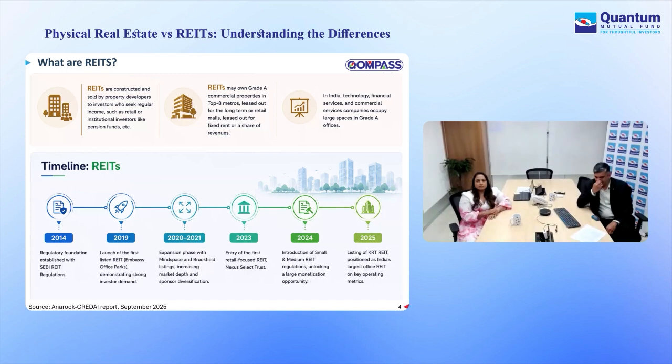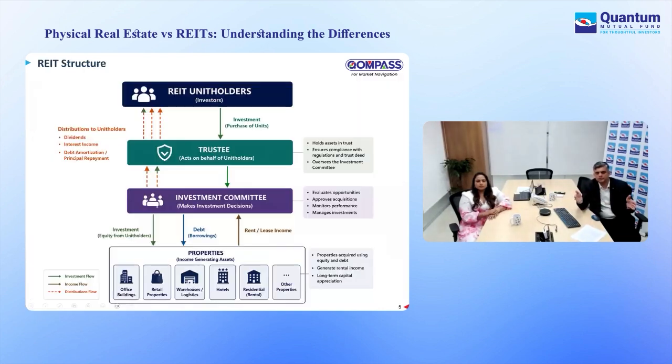So here is the REIT structure. Like I explained, what is a REIT? It's nothing but a pool of money where our investment gets channelized into a set of assets which are income generating. They throw up the rental income and it comes to us. I'll just explain the flow one by one. The first is the REIT unit holders, which is investors. Let's say they buy 100 rupees worth of REIT, that gets invested with the help of a trustee and investment committee into a set of income generating properties, which can be office buildings, retail properties, warehouses, hotels, residential rental, anything of that.